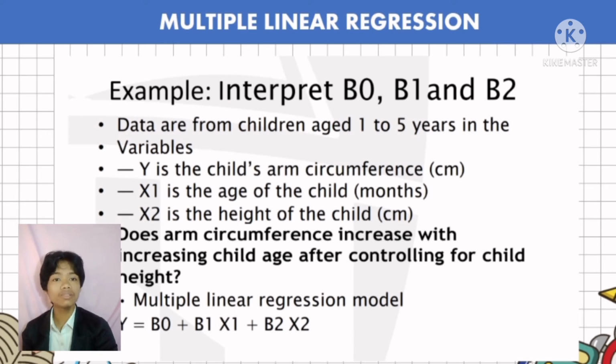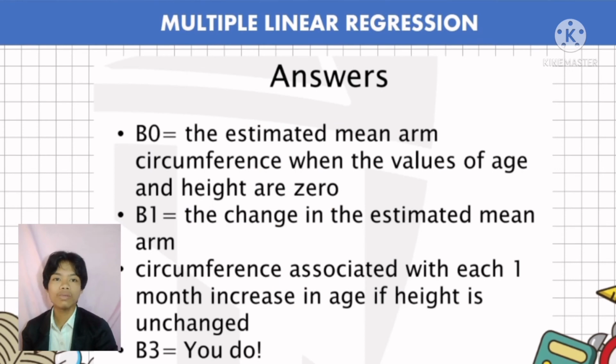With this, the arm circumference increases with increasing child's age after controlling for child height. So, following the multiple linear regression model, we have y equals beta sub 0 plus beta sub 1 x sub 1 plus beta sub 2 x sub 2. When we substitute, beta sub 0 is the estimated mean arm circumference when the values of age and height are 0. And beta sub 1 is the change in the estimated mean arm circumference associated with each 1 month increase in age if height is unchanged. So beta 3 is equal to 0.